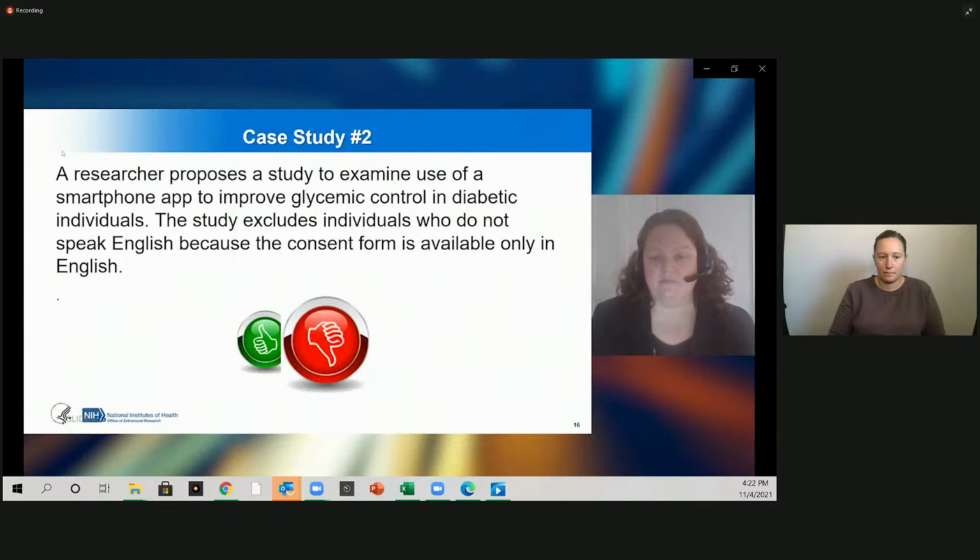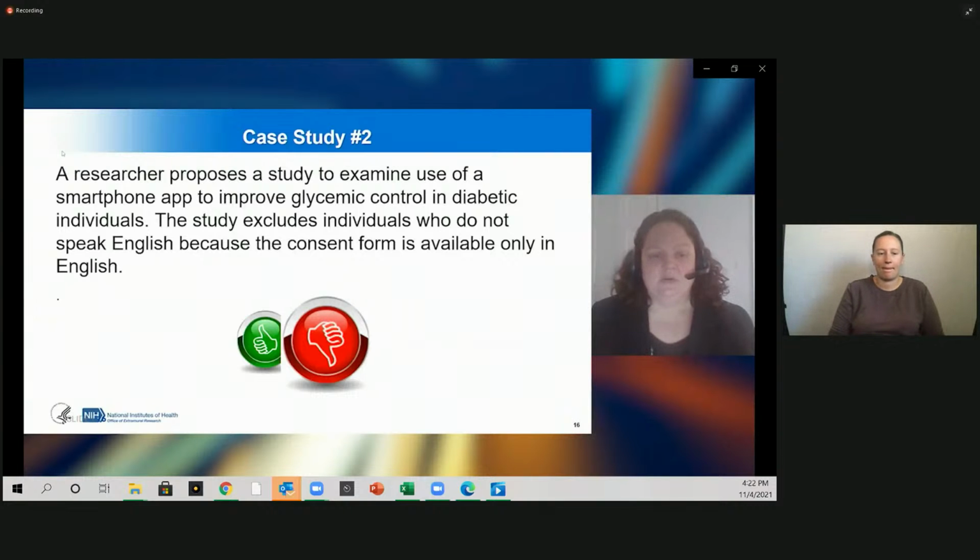Okay, I gave this one a thumbs down. Why did I give it a thumbs down? I gave it a thumbs down because they're excluding people who do not speak English, which disproportionately affects racial and ethnic minority populations, even though they didn't specifically exclude racial and ethnic minority populations from this study. The likely effect is that they will have fewer racial and ethnic minority individuals because of this exclusion criteria. And they haven't given me good justification. Why can't they translate the consent form? Why don't they have any supports in place for this? So I would need more information to consider this acceptable. Until I have that information, I'm calling this unacceptable.